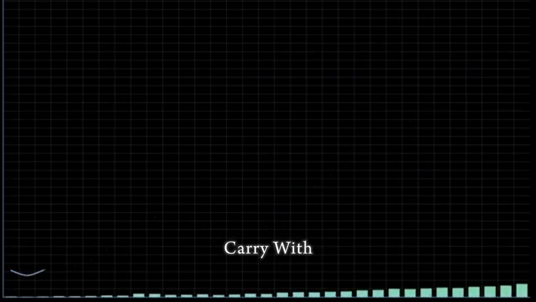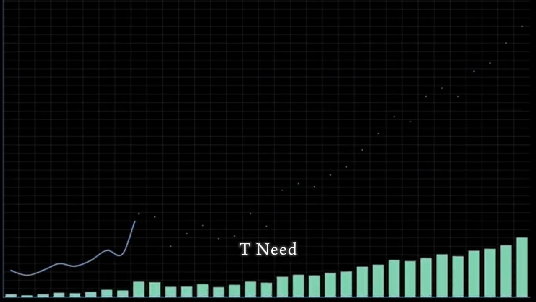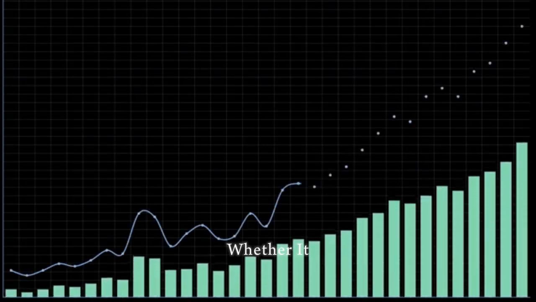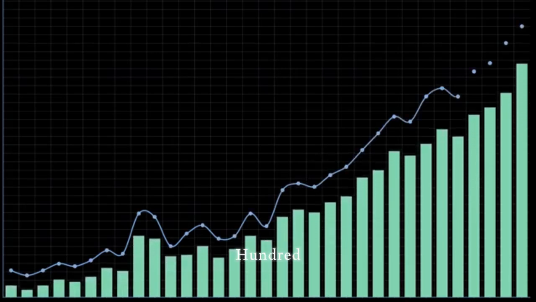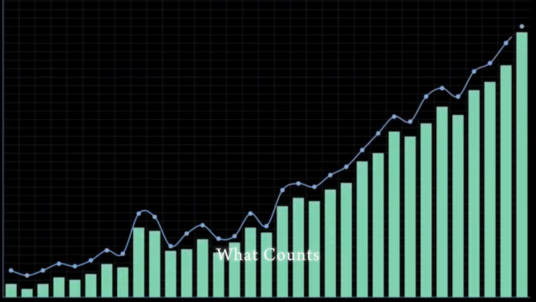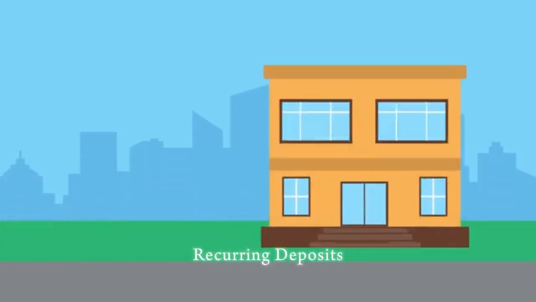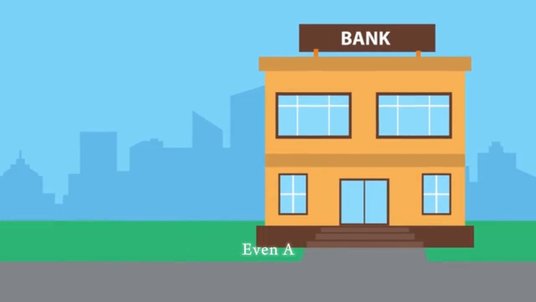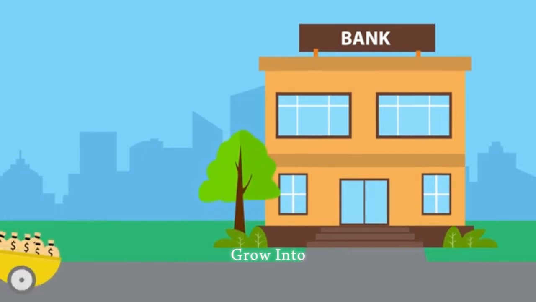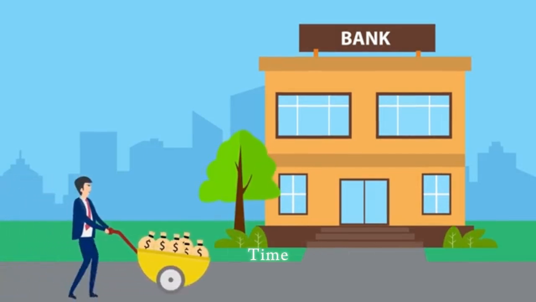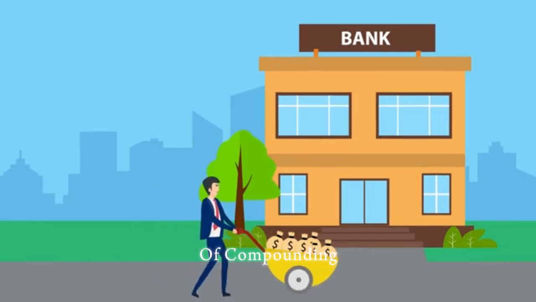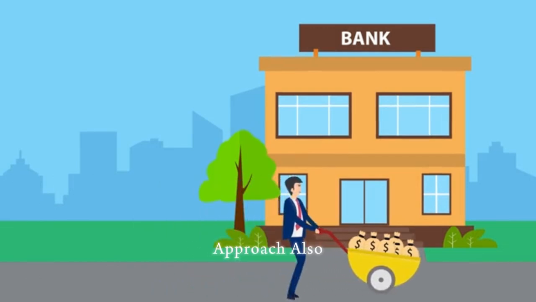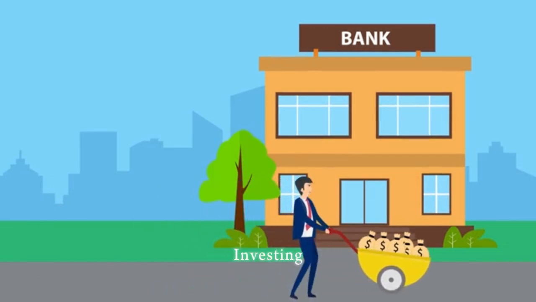Now, I want to leave you with a few key principles to carry with you. First, start small. You don't need a huge amount of money to begin. Whether it's $50 or $500, just getting started is what counts. Consistency matters far more than the initial size of your investment. Think about setting up automatic, recurring deposits into your investment account. Even a small amount invested regularly can grow into a substantial sum over time, thanks to the power of compounding. This set it and forget it approach also takes the emotion out of investing.